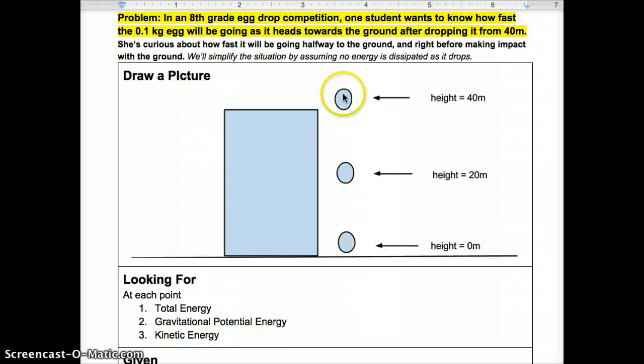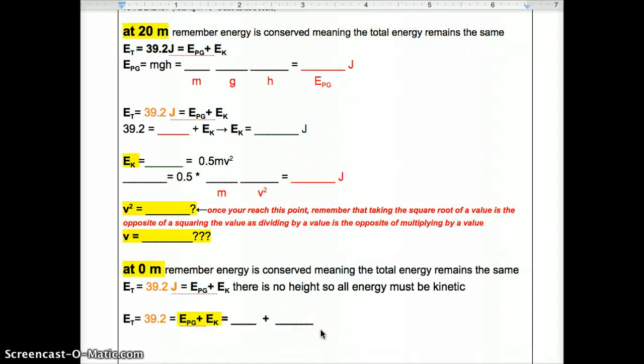So here we had all gravitational potential. Here it's been turning into kinetic energy. We still have some gravitational potential because it's halfway to the ground. Here at the bottom we know the height is essentially 0 meters right before it hits the ground. So here we'll have all kinetic energy. So use that to solve at 0 meters. And then just remember that our last step is to check to make sure your answer is reasonable. So take a look at it. If you got kinetic energy here that was bigger than 39.2, for example, you know you did something wrong.